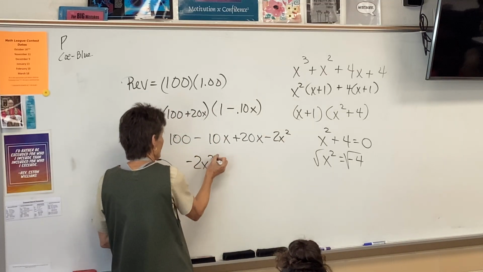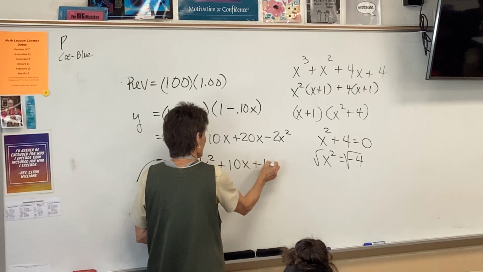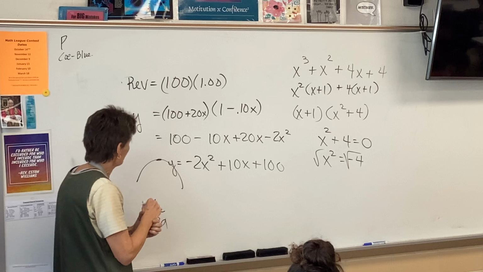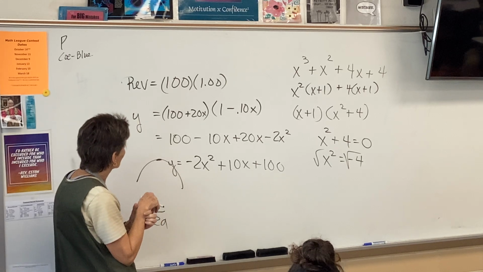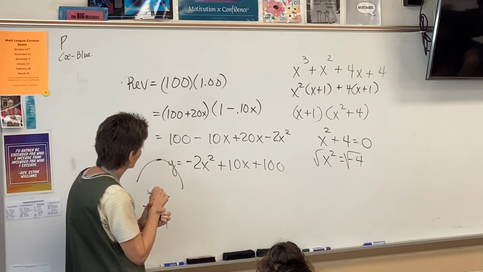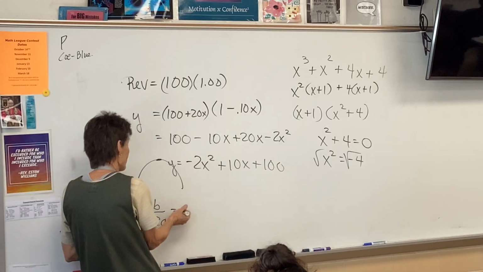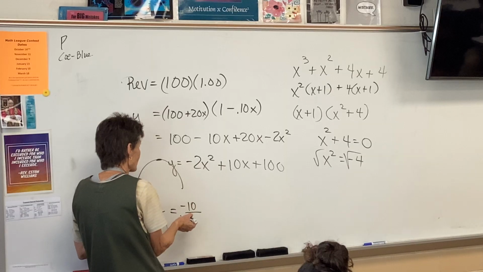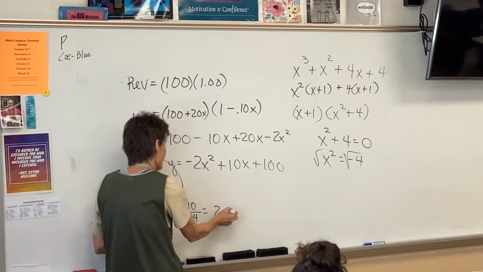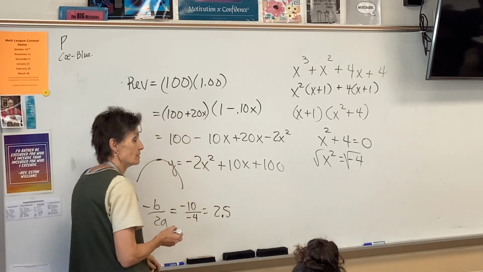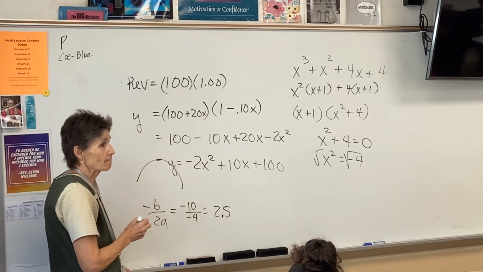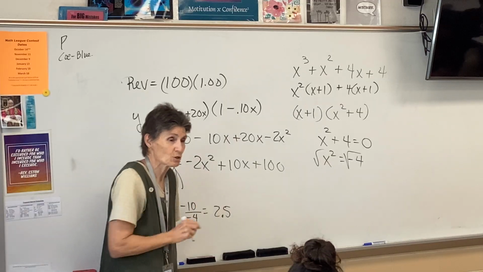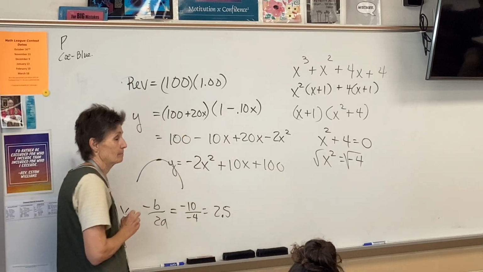So I get negative 2x squared plus 10x plus 100, if I did my math right. I did all that in my head, so that could possibly not be right. That look okay? All right, so negative b over 2a is going to be negative 10 over negative 4, so 2.5, 5 halves, 2.5. Now, 2.5 does not answer the question. That is x.